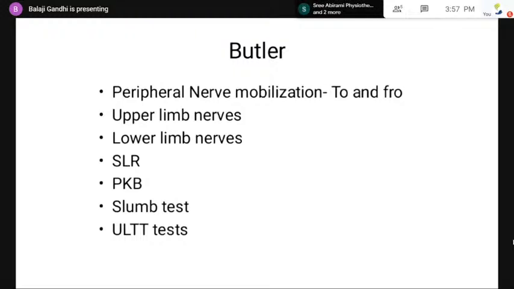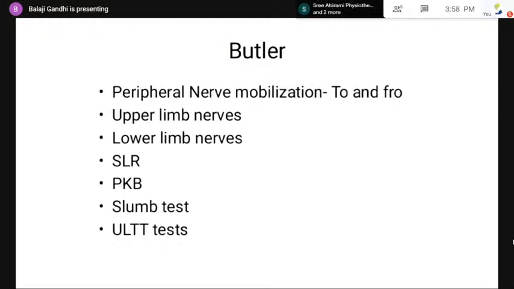Now we'll see the common Butler techniques. SLR, the straight leg raising test. When the patient is in supine lying, hold the limb and try to raise it. When it reaches 70 to 80 degrees, the sciatic nerve will get stretched. Furthermore, if you want to stretch the sciatic nerve completely, there is a peroneal component. You can do inversion. Along with the inversion, the sciatic nerve and the peroneal component of the nerve will be stretched maximally.